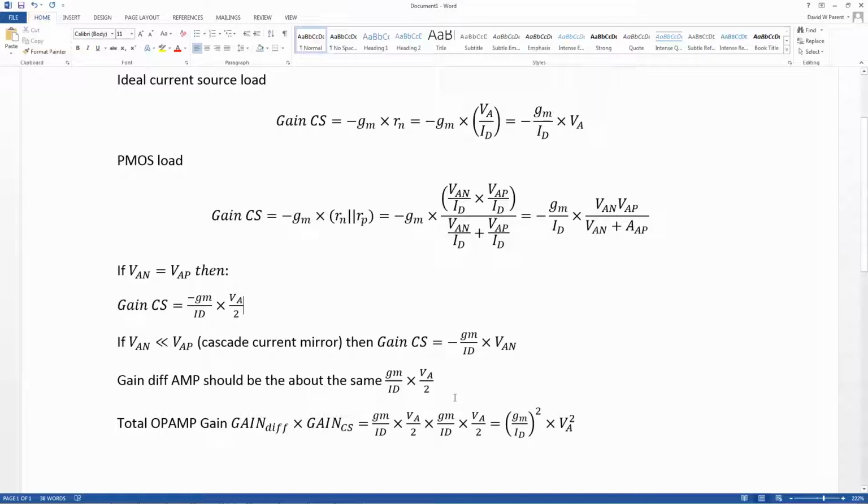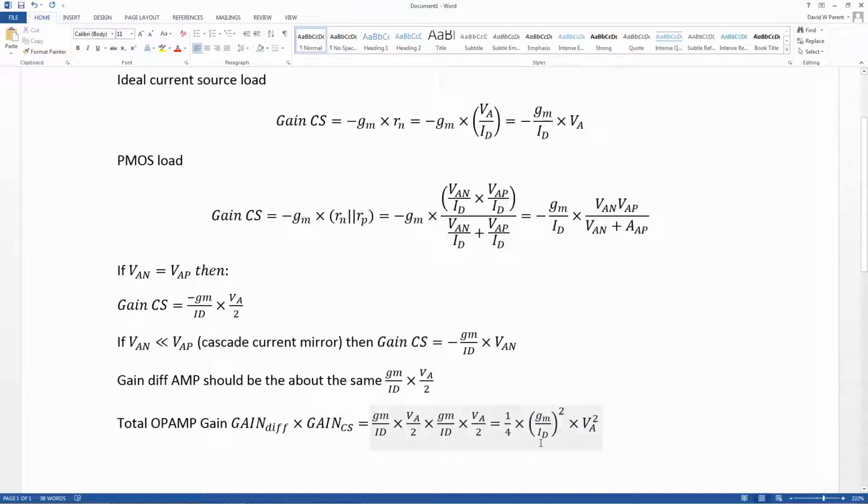And then if we want to, we have a differential pair times a common source amplifier. This would be an NMOS, this would be a PMOS circuit. We just get gm over ID squared times the early voltage squared, and for about 1/4. All right.